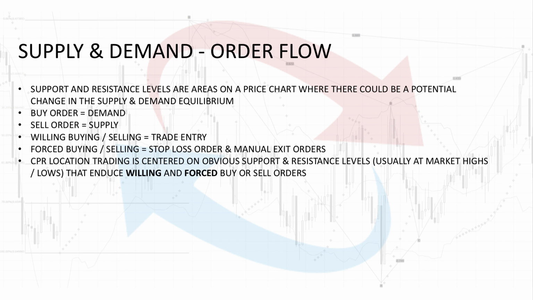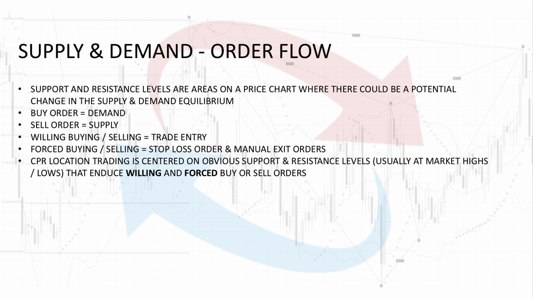Now, willing demand or willing supply is a trade entry, because traders are willing to commit capital into the market once they see a trade setup. Once everything lines up on a technical price chart, that's where they're willing to commit capital into the market, right? Now, forced buying or selling, or forced demand or supply, is when a stop loss order is triggered.